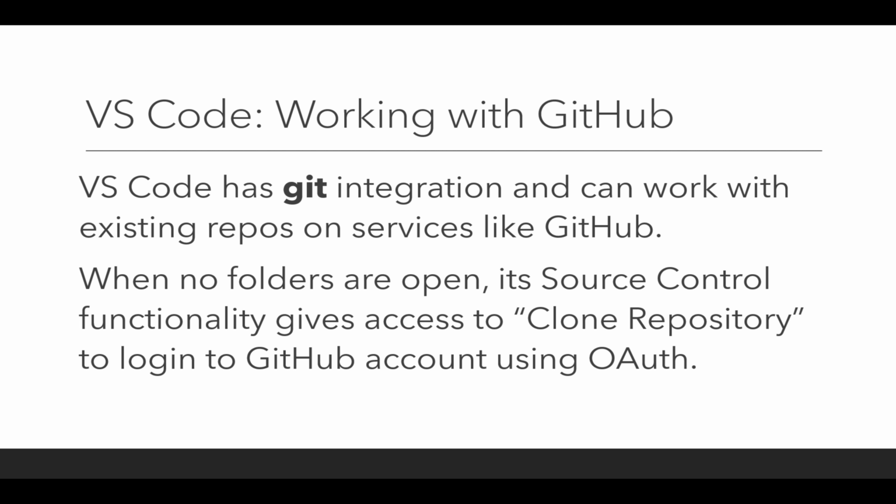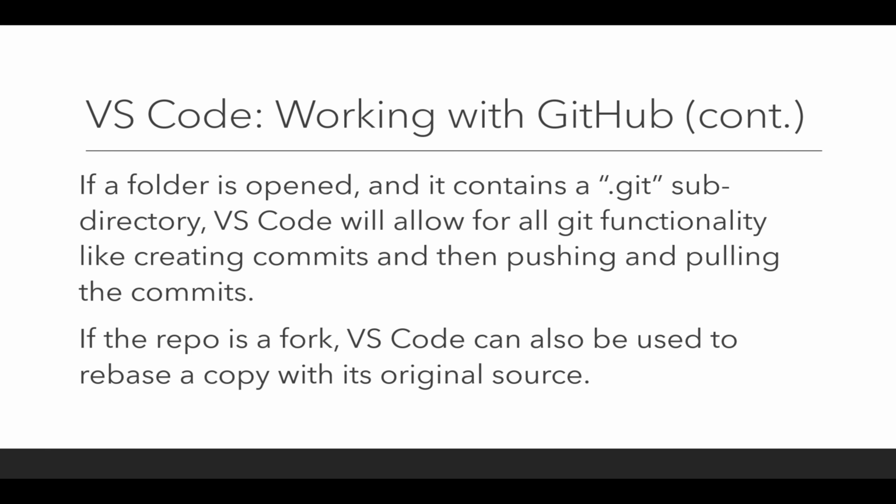If a folder is open and it contains a .git subdirectory, Visual Studio Code will allow for all Git functionality like creating commits and then pushing and pulling those same commits. If the repo is a fork, Visual Studio Code can also be used to rebase a copy with its original source. So let's look at two different examples then.